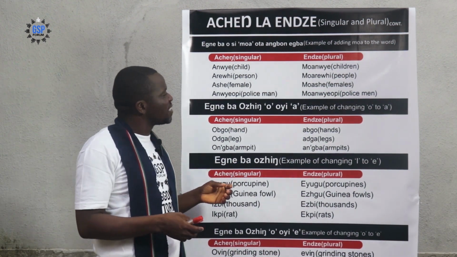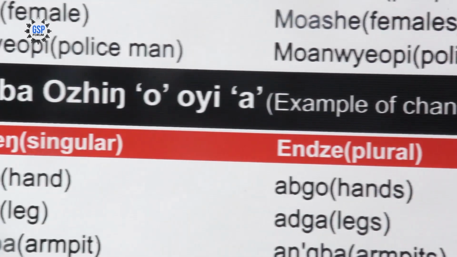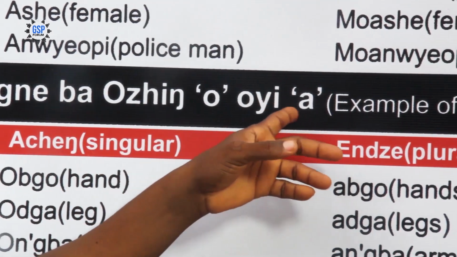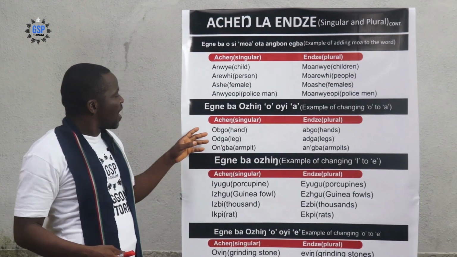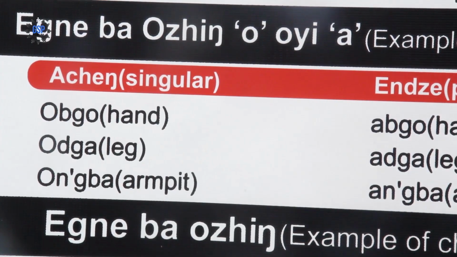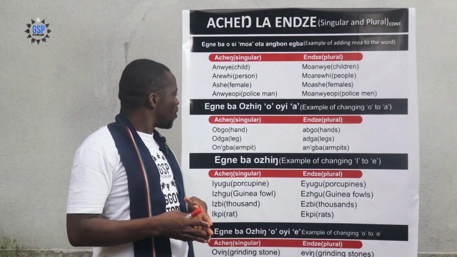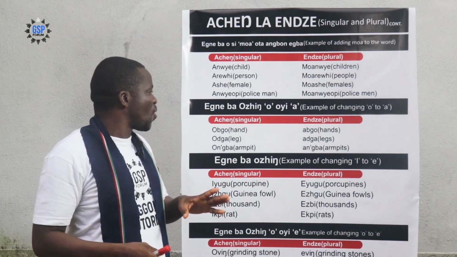The next one is the example of changing O to A. Achinge, which is singular, and renzenze, which is plural. The first one is obugo. Obugo means hand. If it is one, you say obugo.